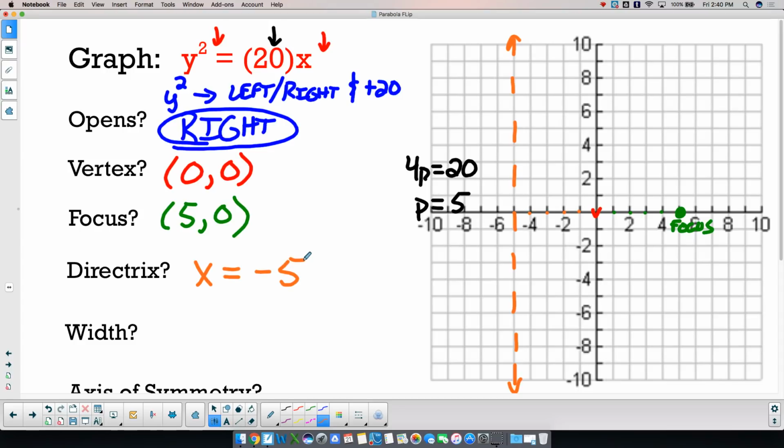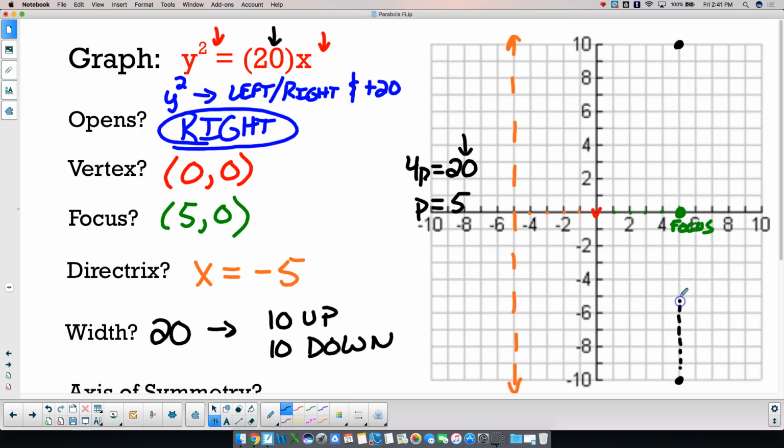That 4p number also tells me the width of my parabola through the focus. So the width of my parabola is 20. There's that number right there. So that means that I'm going to go 10, in this case, that is 10 up and 10 down. I need to take that number, divide it by 2, and I go up that many, and I go down that many through the focus.